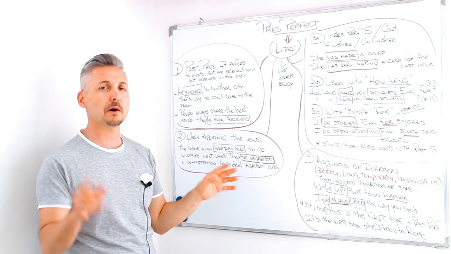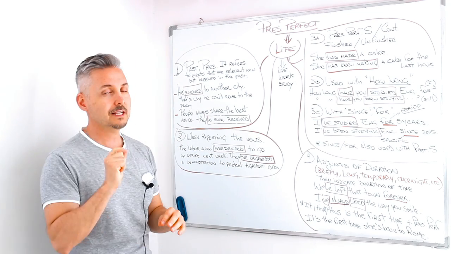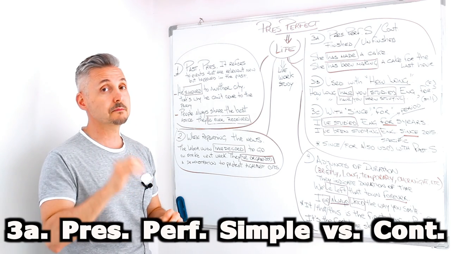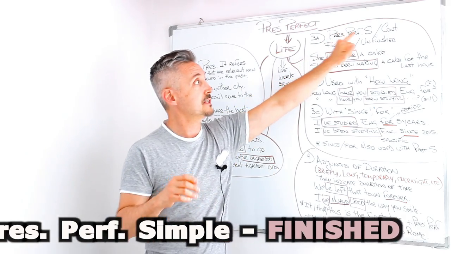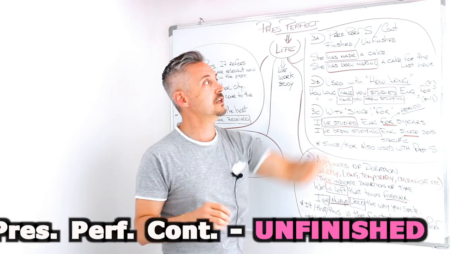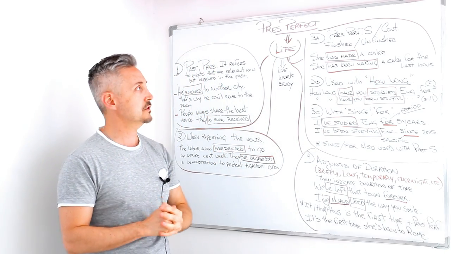Now, the third point, I divided it into three parts. Why? Because we talk about the present perfect simple and the present perfect continuous. Let's take a look at the first point then. Present perfect simple versus present perfect continuous. One, present perfect simple is a finished action. Present perfect continuous is unfinished. Let's take a look at my examples.